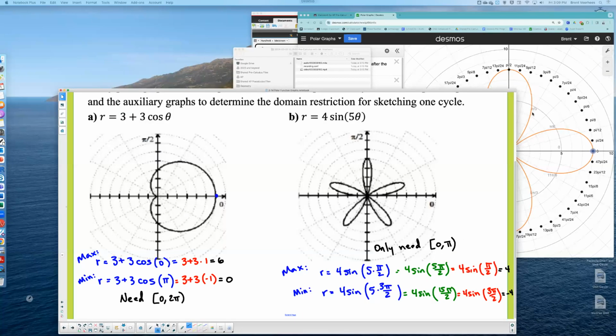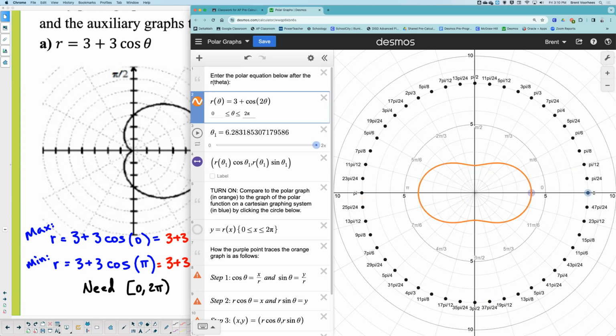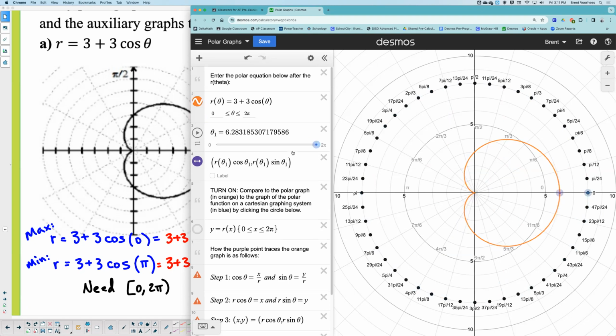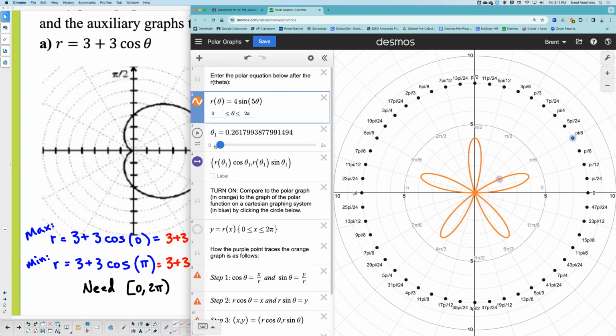So we're going to graph both of these over here. First, 3 plus 3 cosine of theta. As you see this graph, it's going to need all 2 pi to go around. You'll see we do not complete the shape until we go a full 2 pi. But on the next graph, where we looked at 4 sine 5 theta, you'll see it only takes 1 pi going around the circle before we make the whole shape.